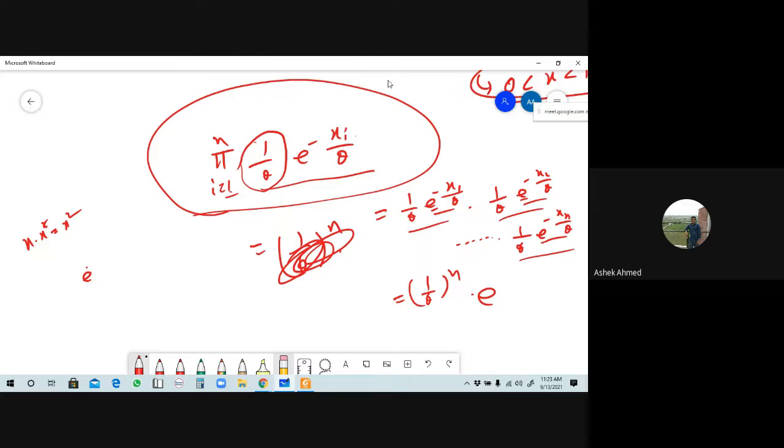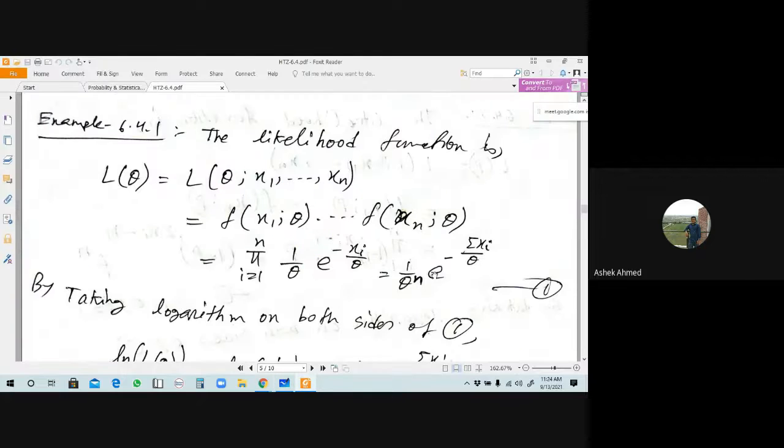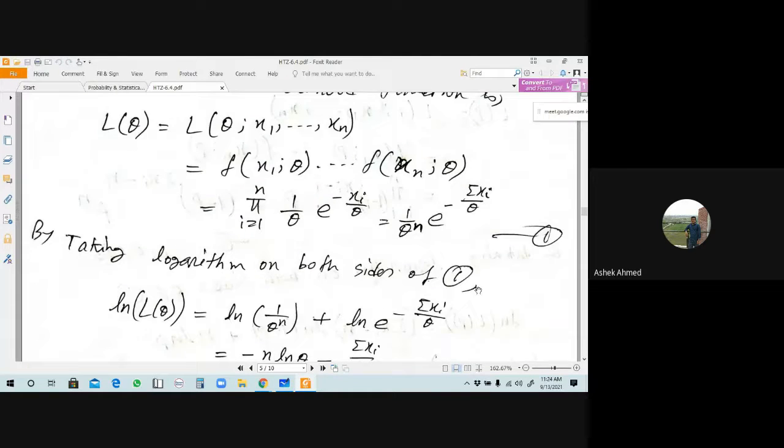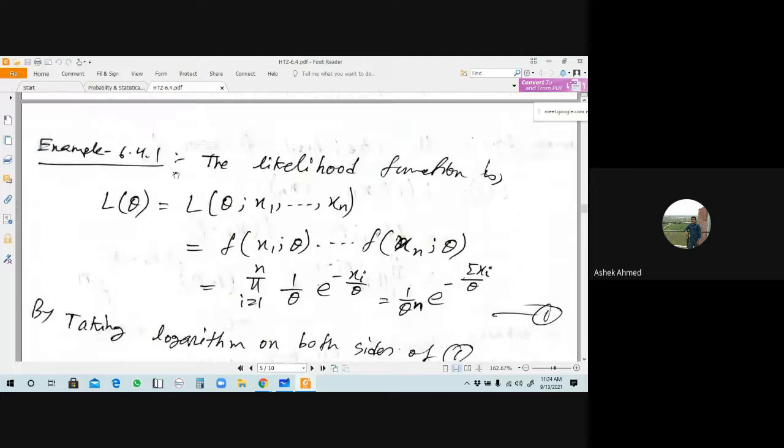So in this case, my negative sign is here, so minus coefficient, and you can take the summation of xi by theta. Theta is constant, so you can write this as 1 by theta to the power n, e to the power minus summation of xi by theta. This and this are the same. So from here, this is the maximum likelihood function.